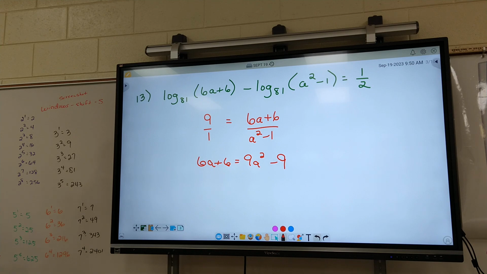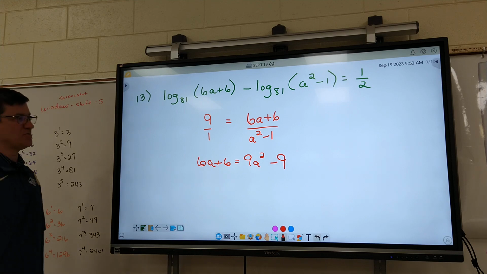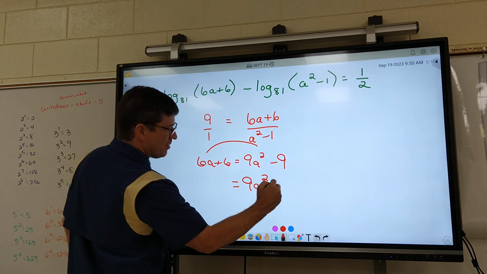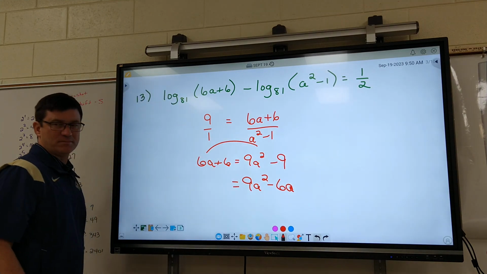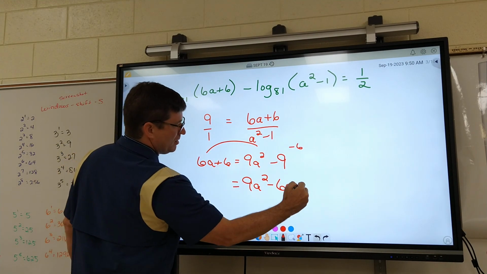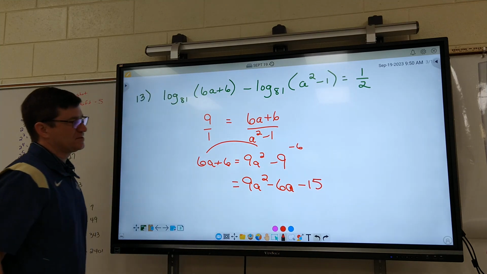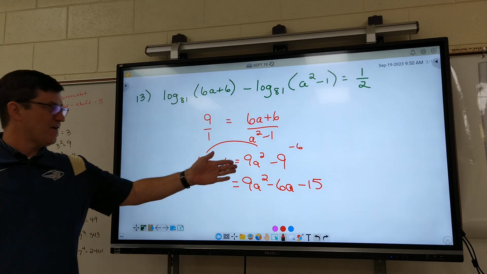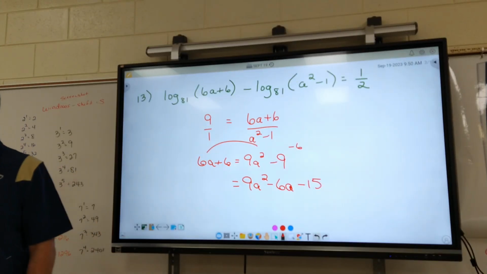All right, so y'all know we've got to get everything on one side so we can do the quadratic formula. I'm going to move 6a over here, that makes it a negative 6a. I'm going to move plus 6 over here, that makes it a negative 6. You could do the quadratic formula with those three numbers and be fine, but remember, if you can simplify them, let's go ahead and simplify them first.